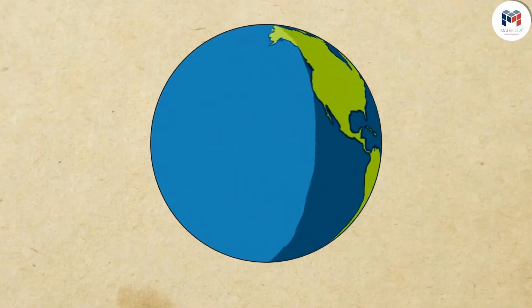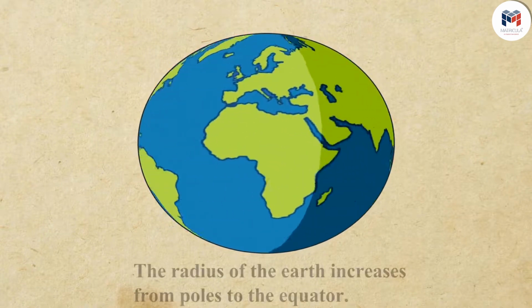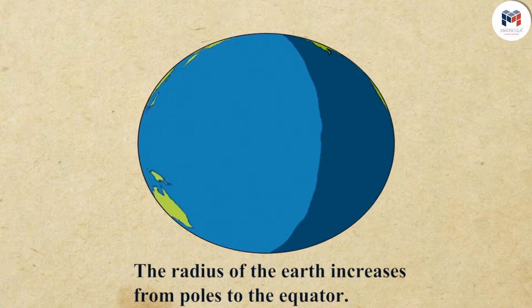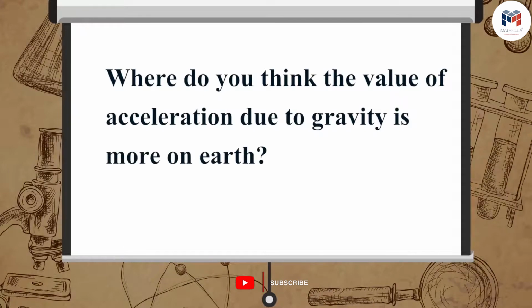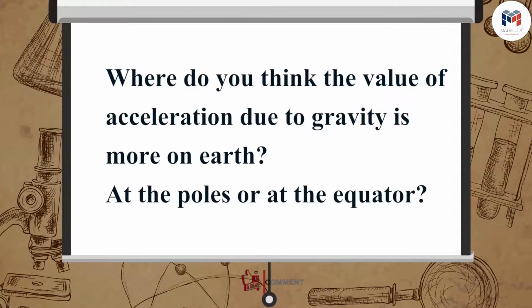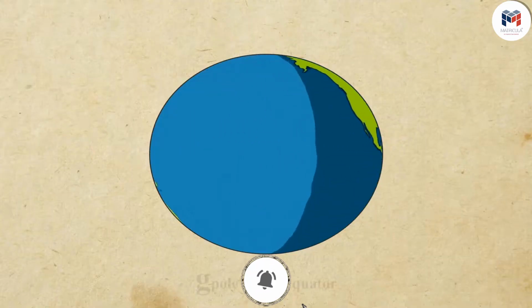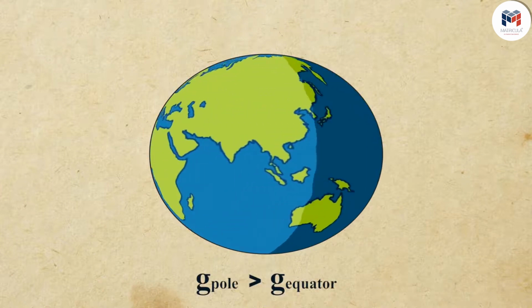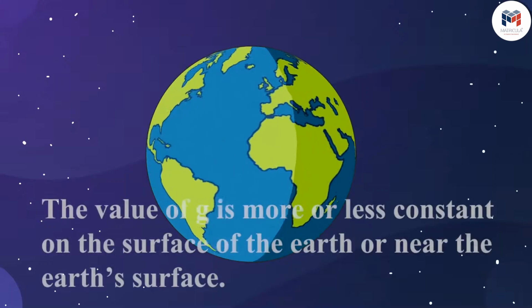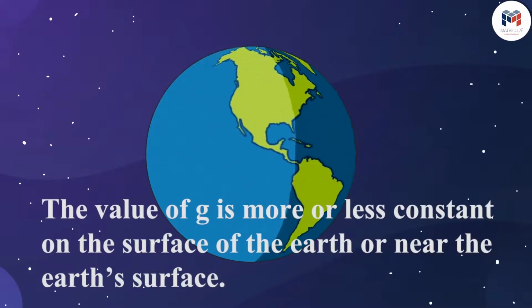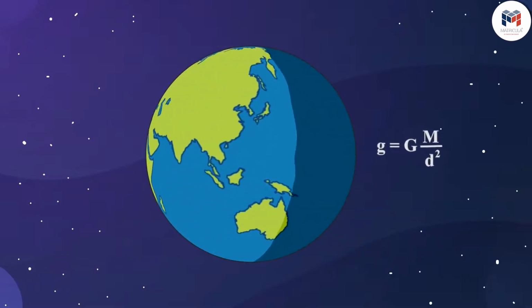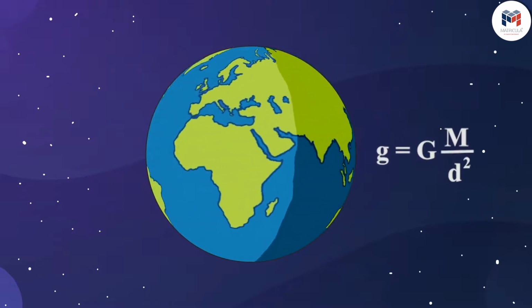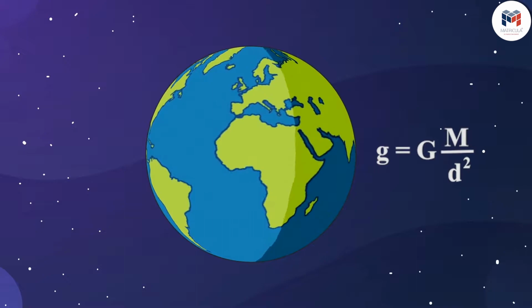As you might know, the Earth is not a perfect sphere. The radius of the Earth increases from poles to the equator. Where do you think the value of acceleration due to gravity is more on Earth? At the poles or at the equator? The value of acceleration due to gravity, g, is more at poles than at the equator. The value of g is more or less constant on the surface of the Earth or near the Earth's surface. But for objects far from the Earth, we can calculate g using the formula g is equal to G M upon d square.